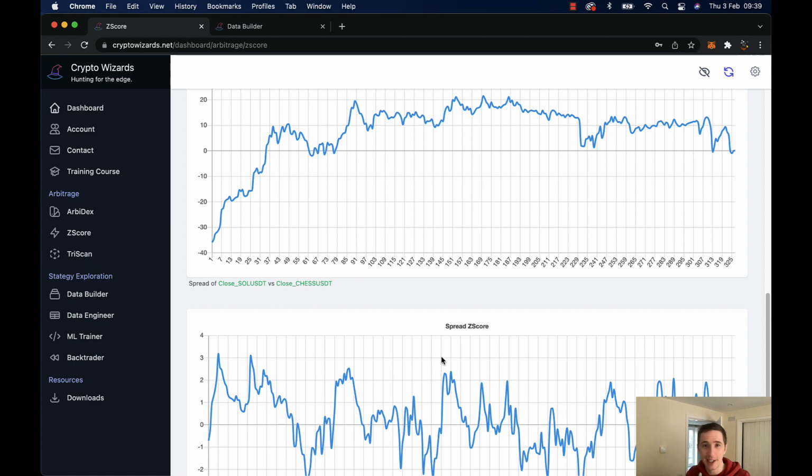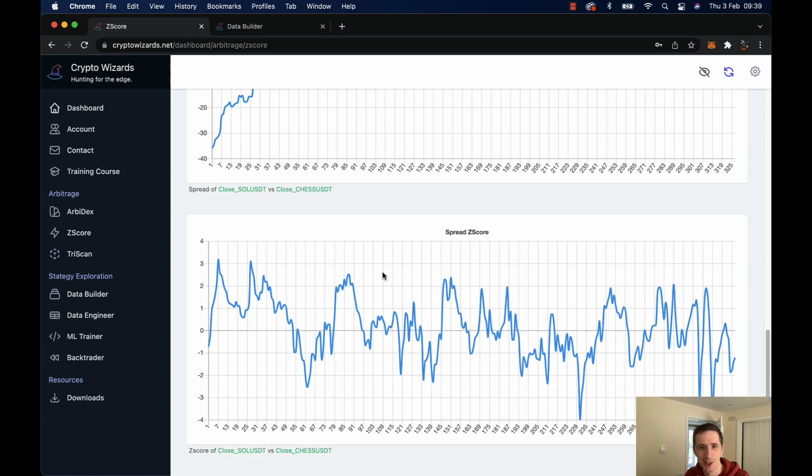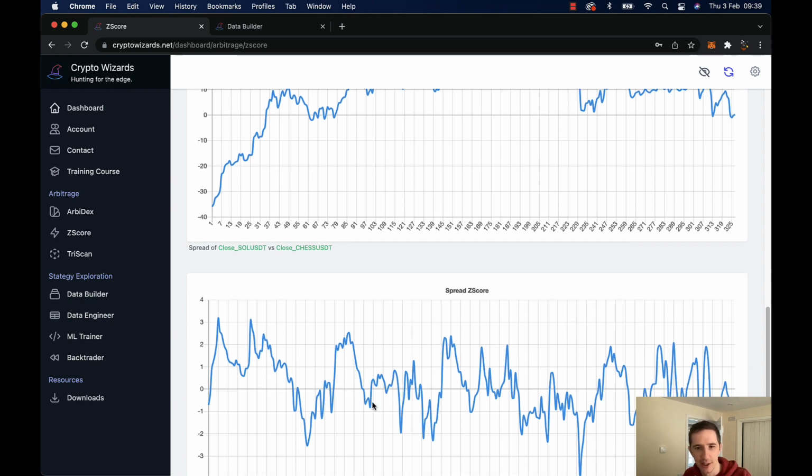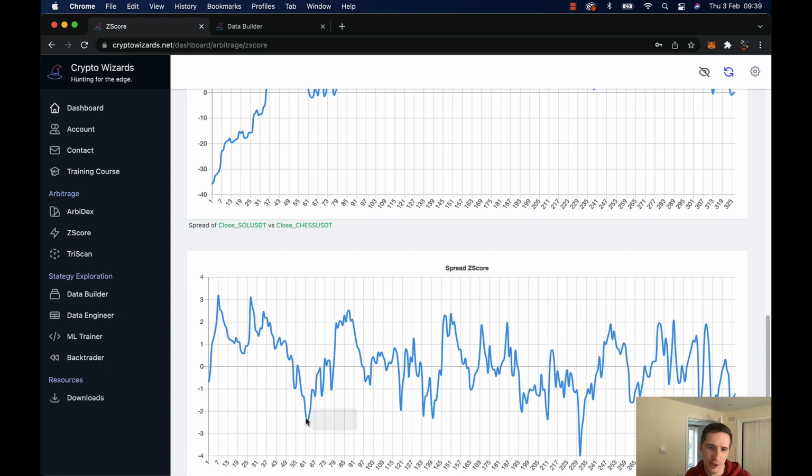And so really, you're not even trading the spread as such. Well, you're trading the spread, but you're using the z-score as the indicator for trading the spread. So what you would do here is buy the spread here, short it here. Short the spread here, go long here. Buy the spread here, go short here, depending on what your strategy is.